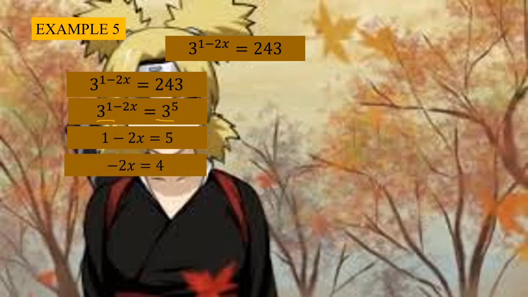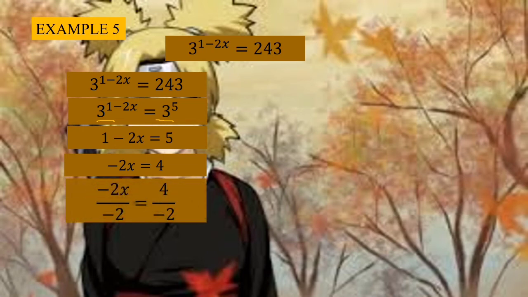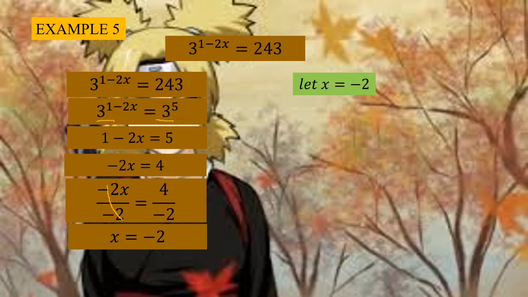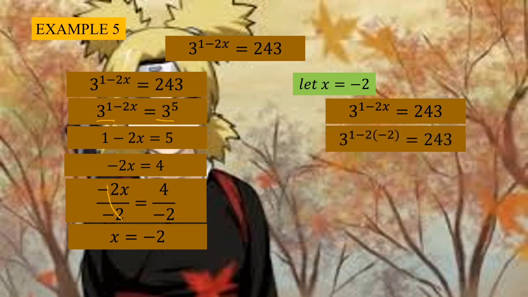So, negative 2x is equal to 4. Then, i-divide natin. So, cancel na ito. So, 4 over negative 2, that is x is equal to negative 2. So, let's check our work kung tama. So, let x is equal to negative 2. So, 3 raised to the power of 1 minus 2x is equal to 243. Sa-substitute lang natin. So, 3 raised to the power of 1 minus 2 times negative 2 is equal to 243.